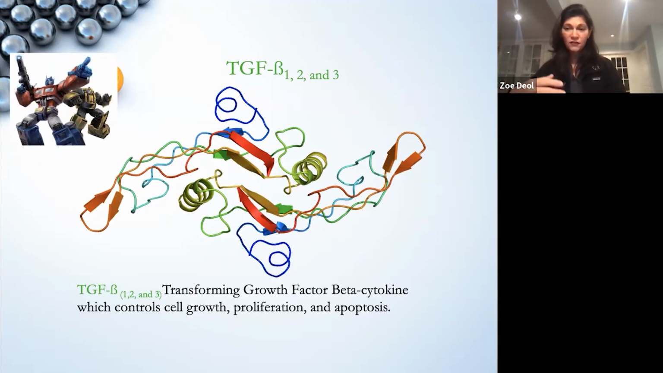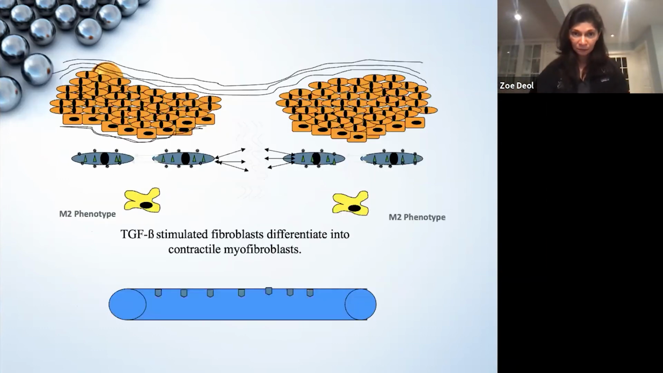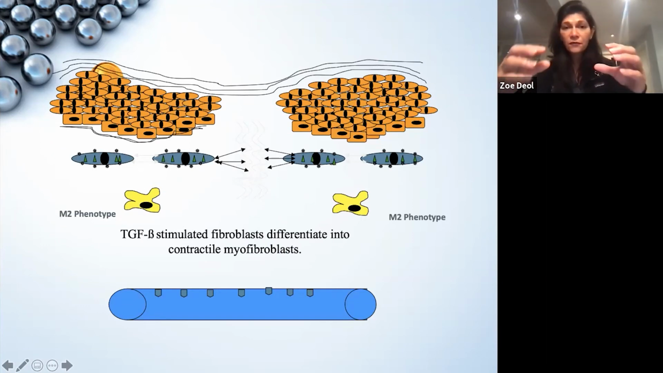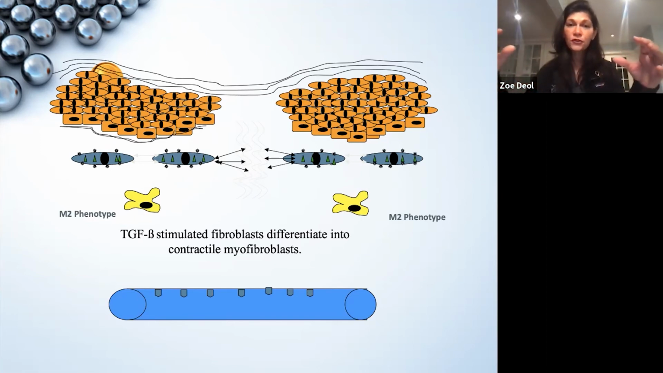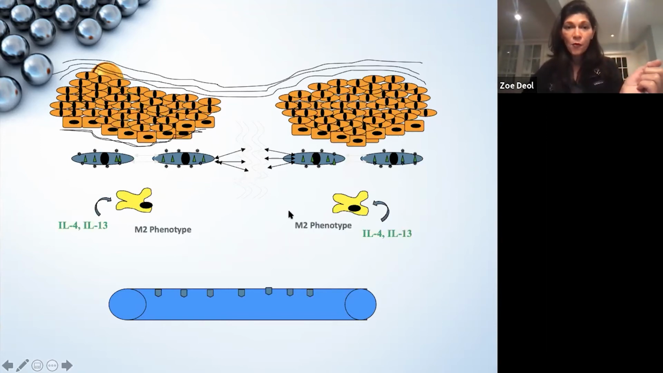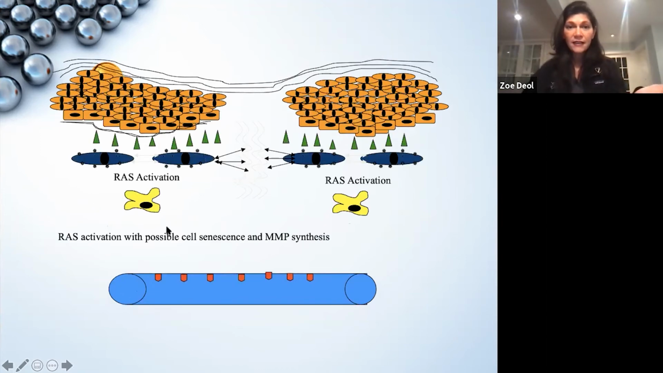So this is what causes all of your new cells to generate. The transforming growth factor beta will also cause a differentiation of those undifferentiated fibroblasts into contractile myofibroblasts, which now start to pull the wound edges together. And the M1 or the M2 phenotype is upregulated by IL-4 and IL-3. And also the granules in those fibroblasts cause RAS activation. RAS is a small GTP binding protein responsible in cell signal transduction and regulation.